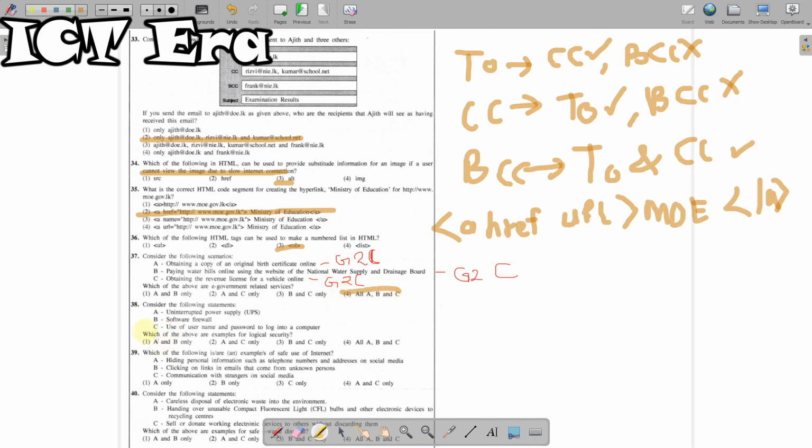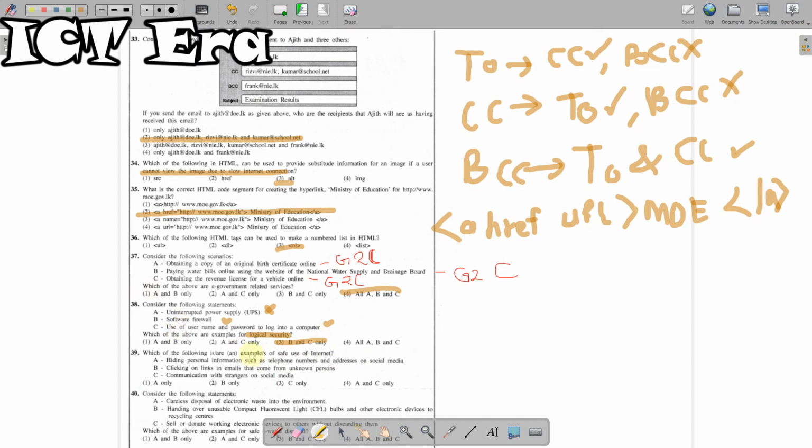A, B, C. Consider the following statements. A, UPS, software firewall, use of user name and password to log into a computer. So which of the following are examples for logical security? Then UPS, no, it's a physical security. Then software firewall, yes. Logical security, use of username and password, logical security. So third one is the answer, B and C only.